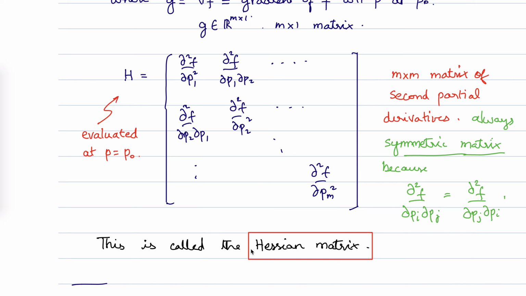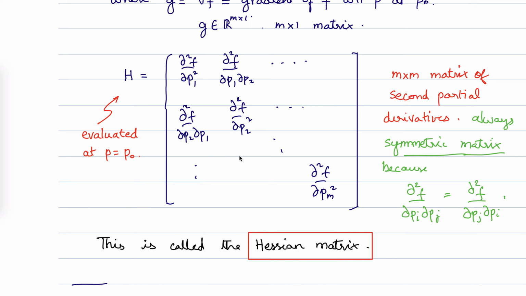It's called the Hessian matrix. The general element is basically d square f by dpi dpj. So that's called the Hessian matrix. It's basically the second derivative of the function in m dimensions.